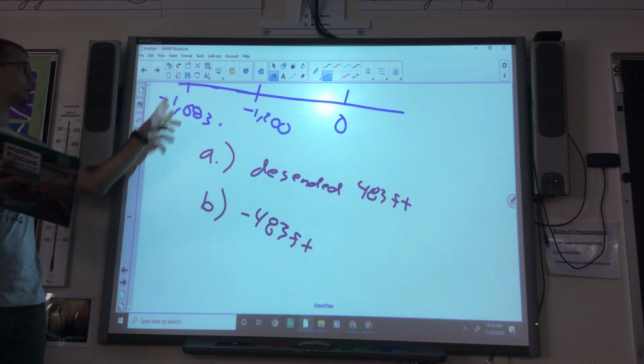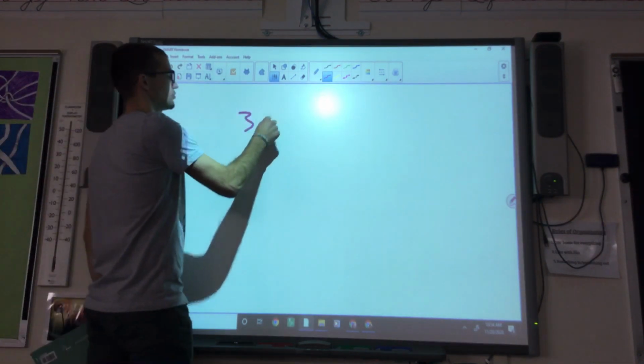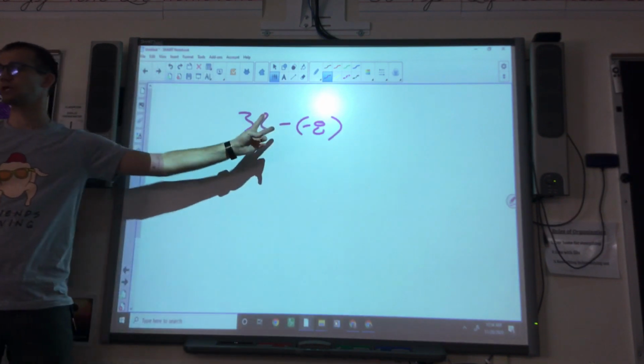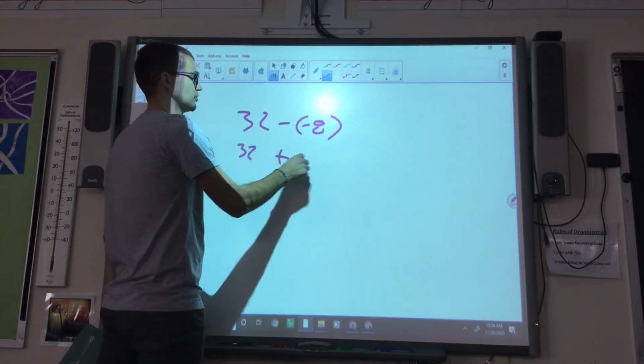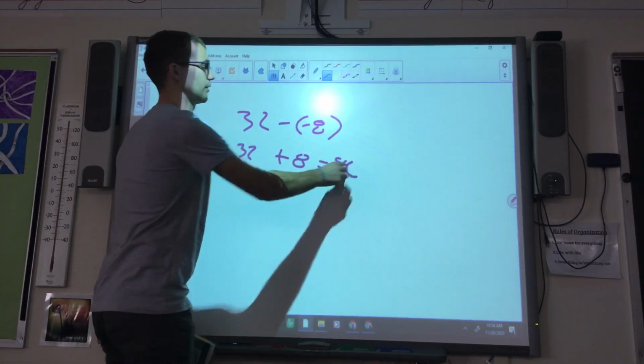Alright, a couple more left, page 80 here. Evaluate the expression 32 minus a negative 8. We see two negatives, it becomes a positive. So you put 32 plus 8 is 40. Yeah, 40.